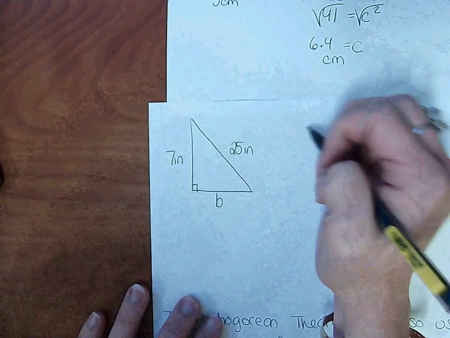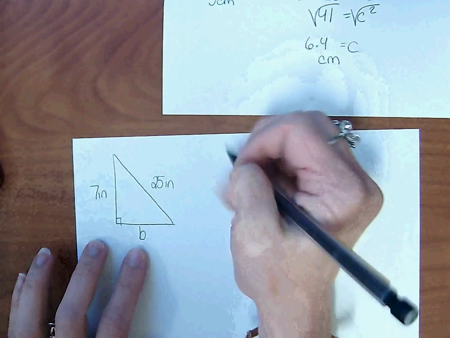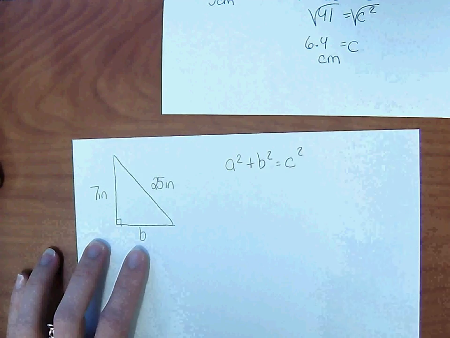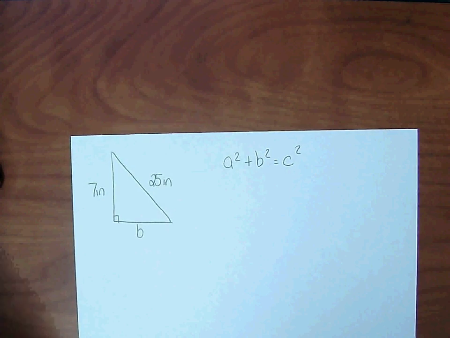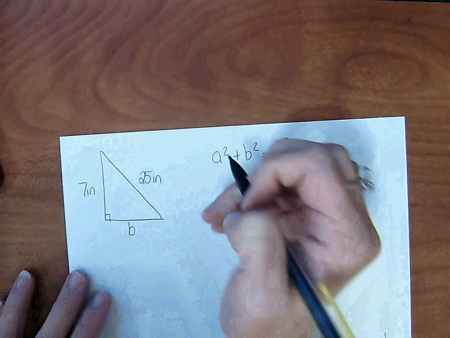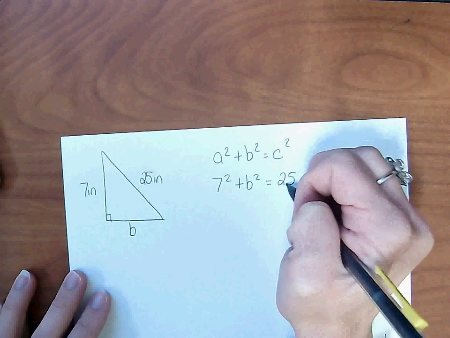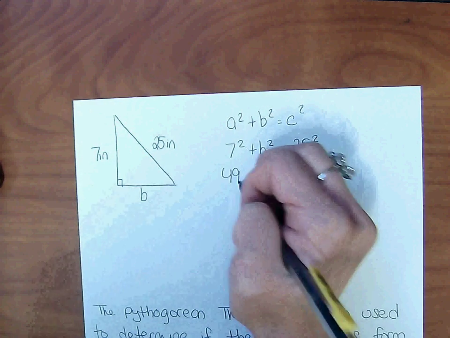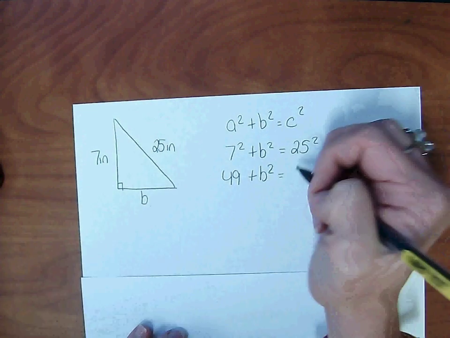In the next triangle, we notice that B is what we're looking for. So A squared plus B squared equals C squared. It does matter which number we plug in for the hypotenuse. We have to plug in the 25 as C. So 7 squared plus B squared equals 25 squared. 7 squared is 49 plus B squared equals 25 squared, 625.